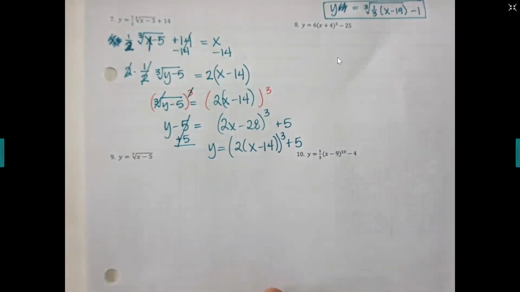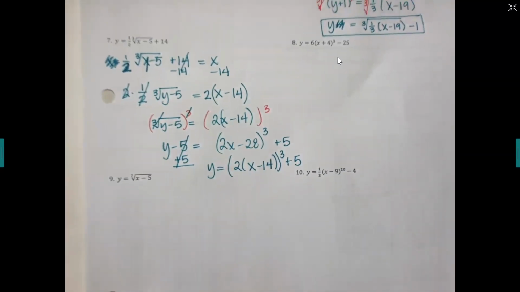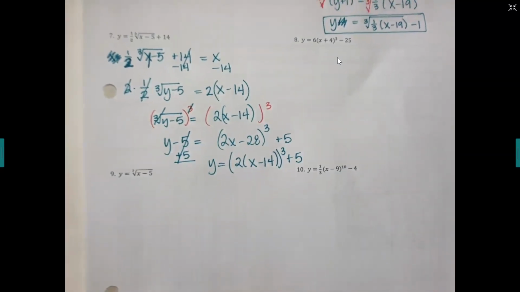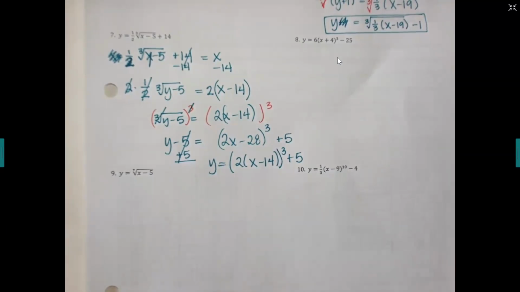Now I do want to point out a pattern to you, before we keep going, for you to check your work. My original equation had a plus 14 on the outside, yeah? What did the answer end up having? A minus 14 on the inside. I originally had a minus 5 on the inside. What did I end up with in my answer? Plus 5 on the outside.